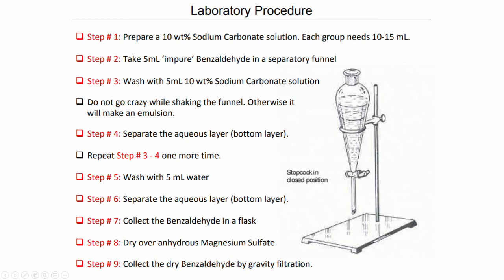Now that we have separated it, we will remove the bottom layer by draining it, twisting this hinge to allow the bottom layer to escape. Once we've removed all of the bottom layer, we collect the top. We do this one more time: we add the sodium carbonate, mix it, let it settle, and then remove the aqueous layer. Once we've removed the aqueous layer, we should have pretty much removed all of the benzoic acid.